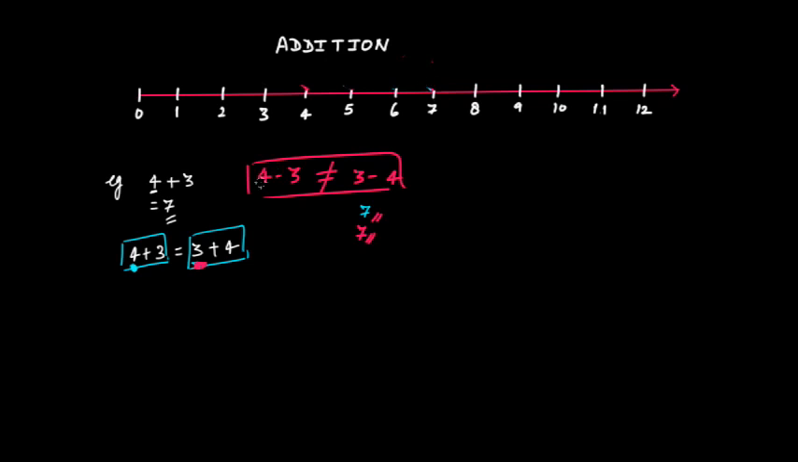Let me take, say, you're asked for 5 plus 5. For 5 plus 5, you start from 5 and take 5 jumps. The first jump, the second jump, the third, the fourth, and the fifth, and the point of the arrow is pointing at 10. Therefore the answer would be 10. So this would be the way to represent addition on a number line. Now let's jump to subtraction.